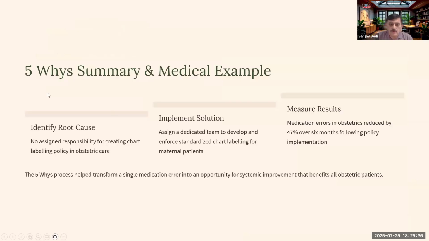So, the 5 whys summary: identify the root cause, that is, no assigned responsibility for creating chart policy; implement a solution, assign a dedicated team to develop and enforce standardized chart labeling; and measure the results for 6 months. And this way we can continuously make changes within the policy of administrating a ward or a hospital.